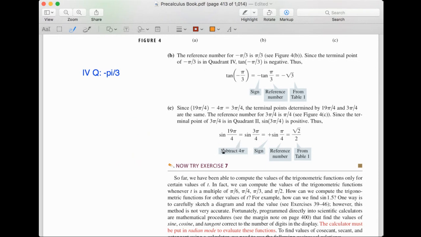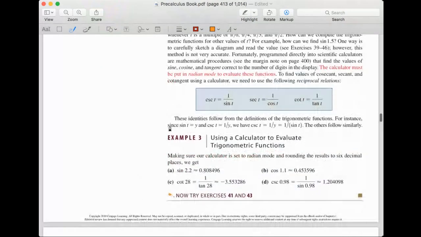So to do this homework, we need to draw the picture, all right? Draw the angle first, then form the triangle. Then remember All Students Take Calculus, then get the value. Okay, so cosecant is defined as 1 over sine. Secant is defined as 1 over cosine. Cotangent is defined as 1 over tangent.